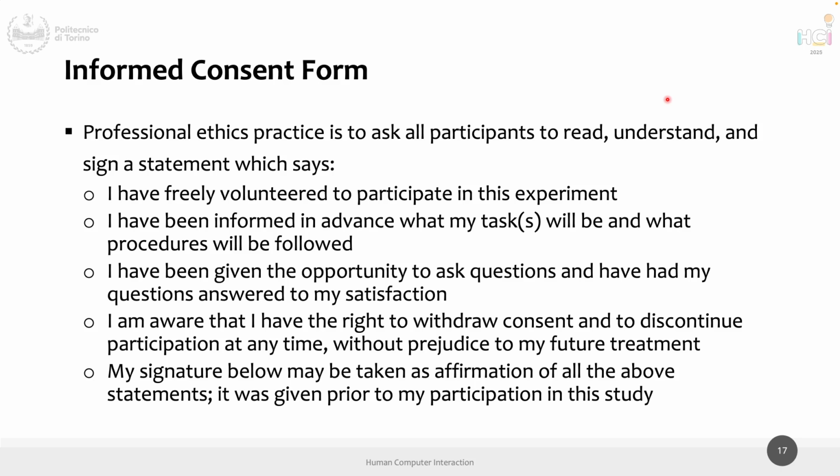So our participants can at any moment say, well, I changed my mind, I don't want to continue with the test, and you have to discard all the information, all the data that you collected up to that point for that participant. Finally, my signature below may be taken as an affirmation of all the above statements, and it was given prior to my participation in this study. So the first thing, after explaining what the session, the testing is about, is to have the informed consent form filled out and explicitly accepted. After that, you can start with the first task.